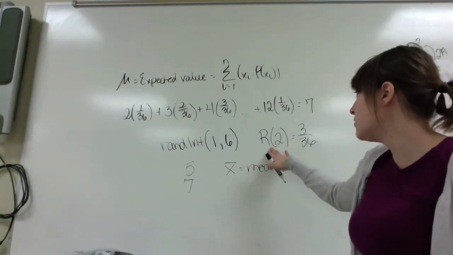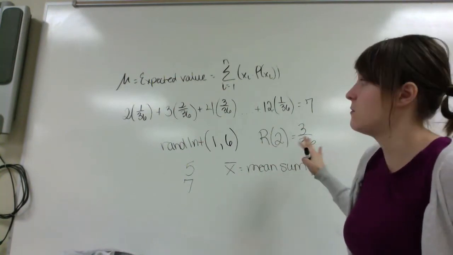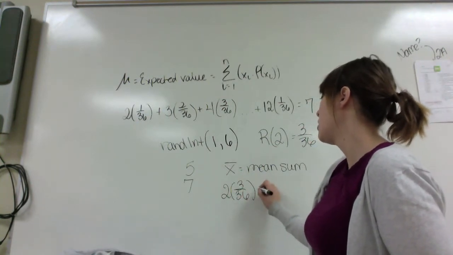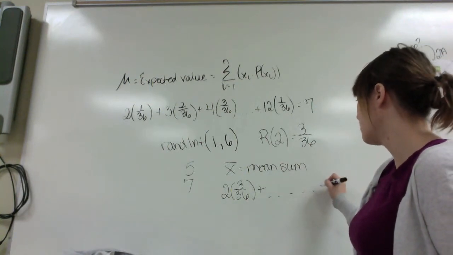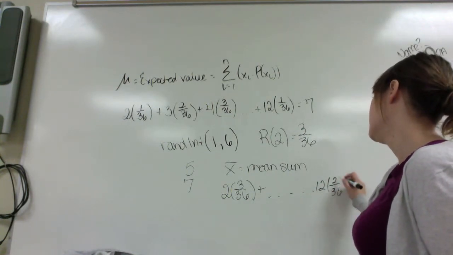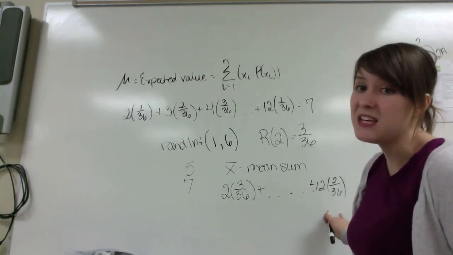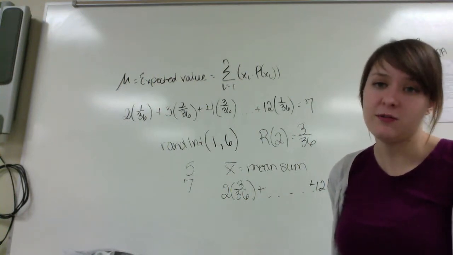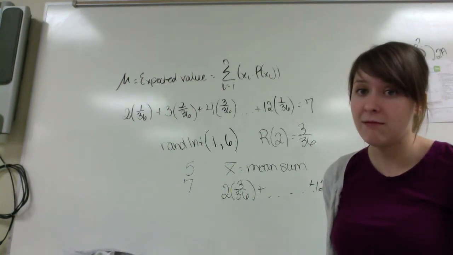My probability of getting 2 in my experiment was 3 out of 36, so I would start out with 2 times 3 out of 36 plus, and you do that all the way up to your 12. Whatever you had for 12, let's say it was 2 out of 36. You add all those terms up, and that's going to give you your mean sum. Again, the mean sum is just the expected value of your relative frequencies. Take a minute to do that. If you need to pause the video, go ahead.